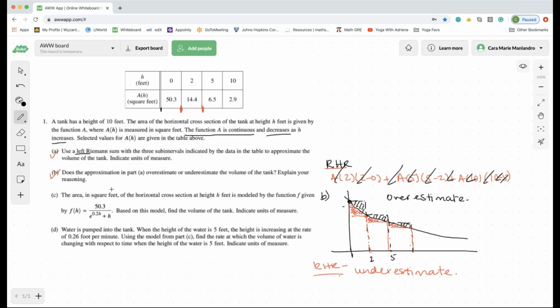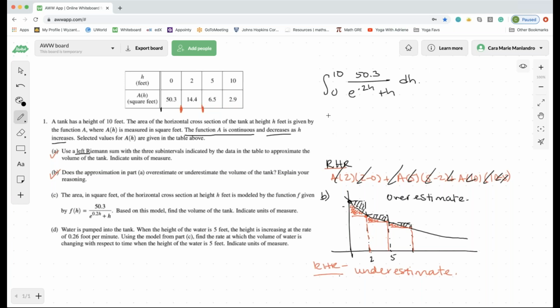Okay, for the area, the area in square feet of the horizontal cross section is this thing. We want to find the volume of the tank. This is a calculator problem, so you get to use your calculator. All we have to do is set it up properly and get a right answer. So integral from 0 to 10 of 50.3 over e to the 0.2h plus h. And then don't forget when you're setting it up to add the dh. I tend to forget that.